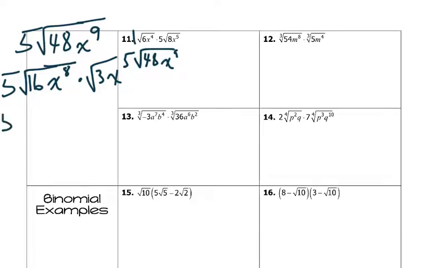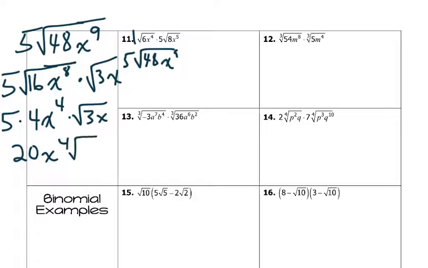So this is going to be 5 times, what is the square root of 16? 4. What is the square root of x to the 8th? X to the 4th. Times square root of 3x. 5 times 4 is 20. X to the 4th. Square root of 3x. And we are done there. So 20 x to the 4th square root of 3x. Game, set, match.